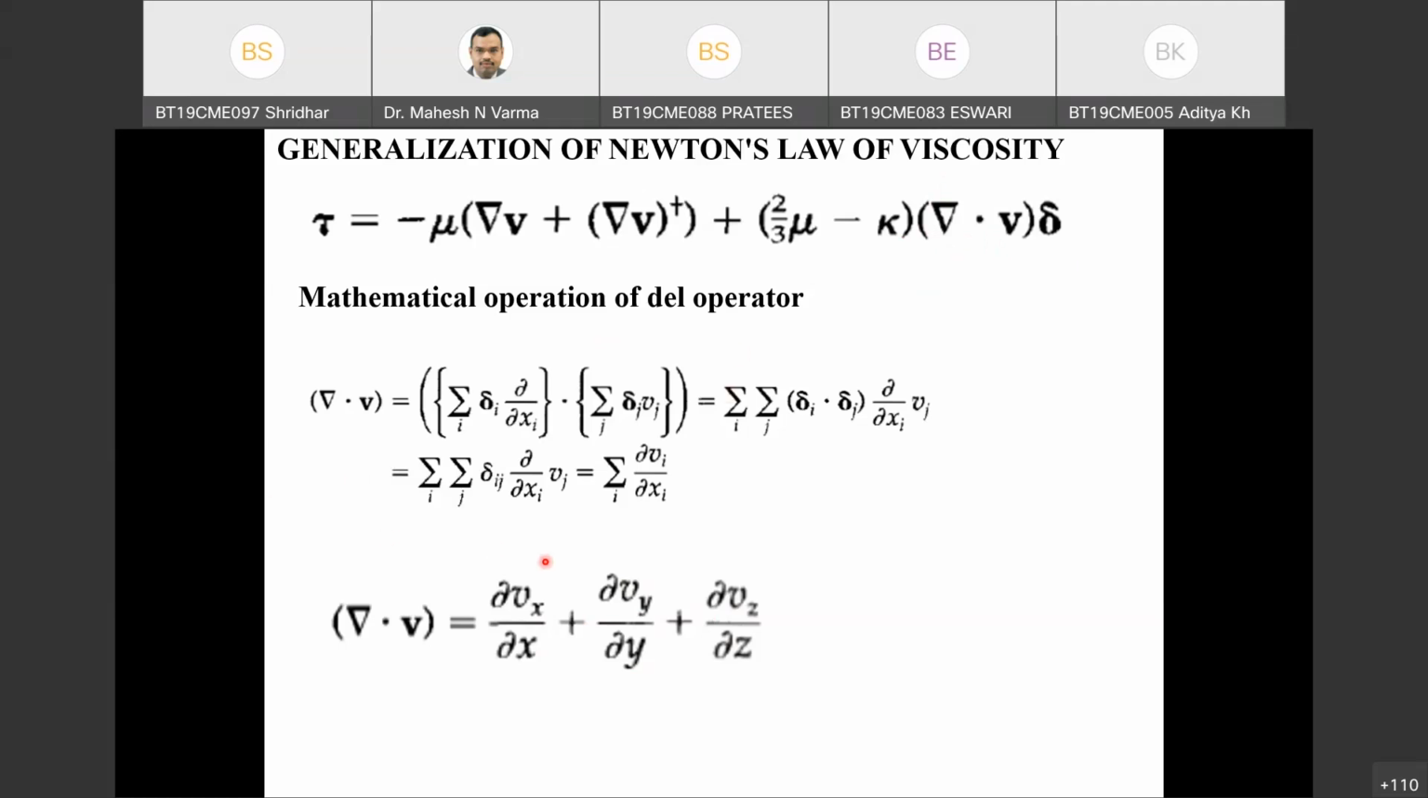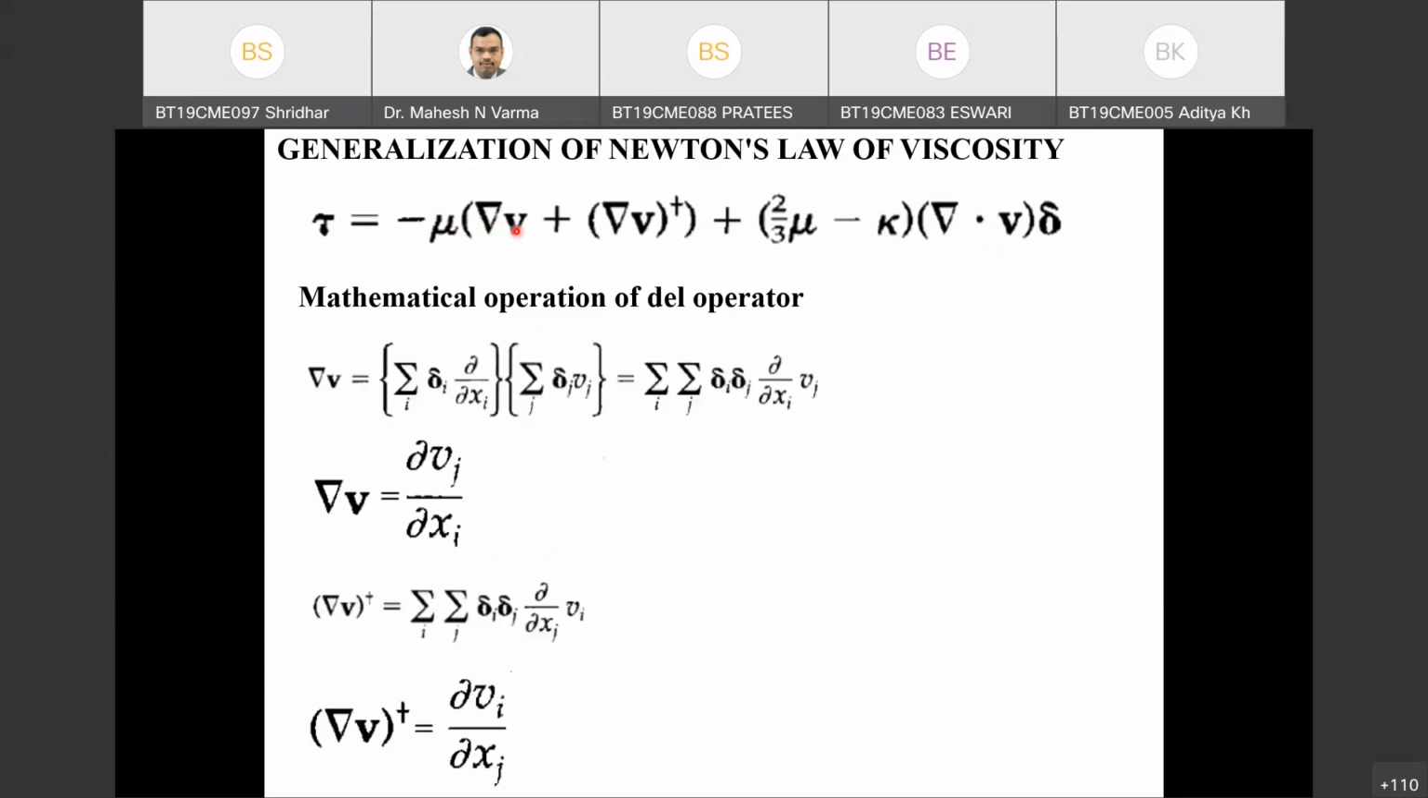Okay, mathematical operation. So now I have this property of del, and this is how del V is operated. This is also called del into V, or simply del V. So del V is the gradient of velocity with respect to some coordinate, and the transpose will be exactly the reverse. This is a generalized operation of del V, where i, j, k vary over x, y, z.